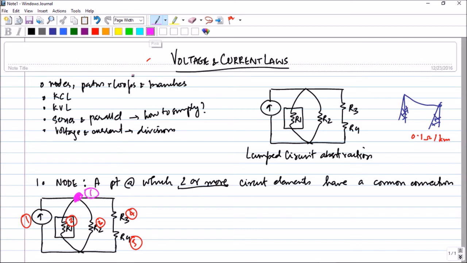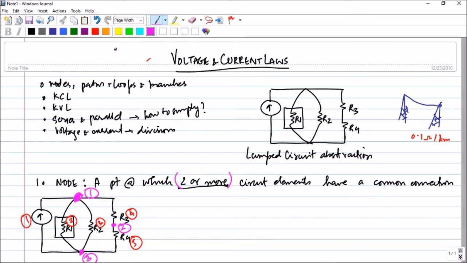Let us take this point here. Here also you can see, look at the definition: two or more circuit elements. These are two circuit elements which have a common point of connection. So this is our node 2, and clearly this point here is node 3. So you have three nodes in this circuit.